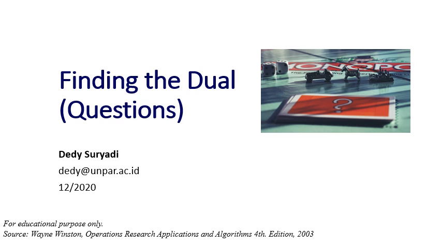Up to this point, you should have been able to find the dual of a given primal LP, whether the given primal LP is normal or non-normal, maximization or minimization. So let me ask you some questions to check your understanding.